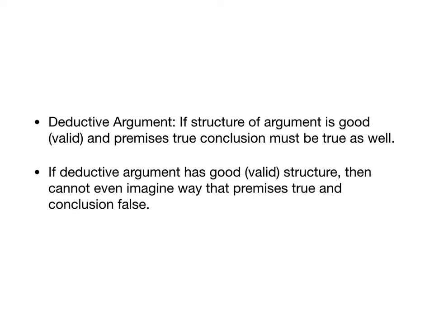If a deductive argument has a good structure, a valid structure, and we'll talk more about what this term valid means in a minute, as we use it in philosophy, it's a bit of jargon. It means a little something different than what it means in normal language. But anyway, if a deductive argument is valid, if the structure is good, then we cannot even imagine a way that the premises could be true and the conclusion false. A valid structure in a deductive argument makes it impossible for the premises to be true and the conclusion false.